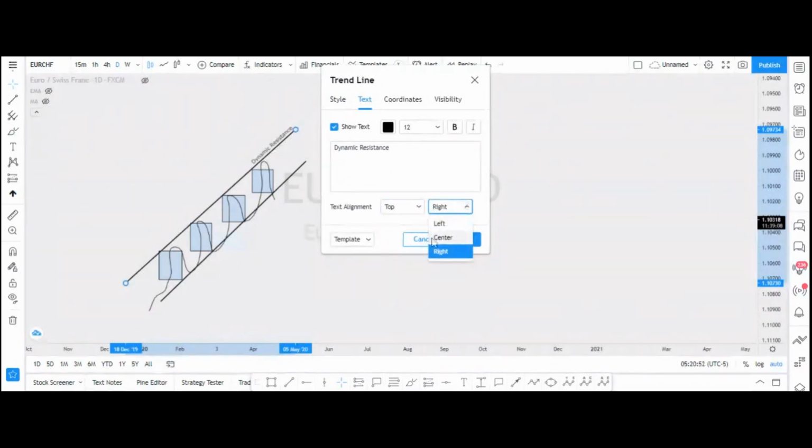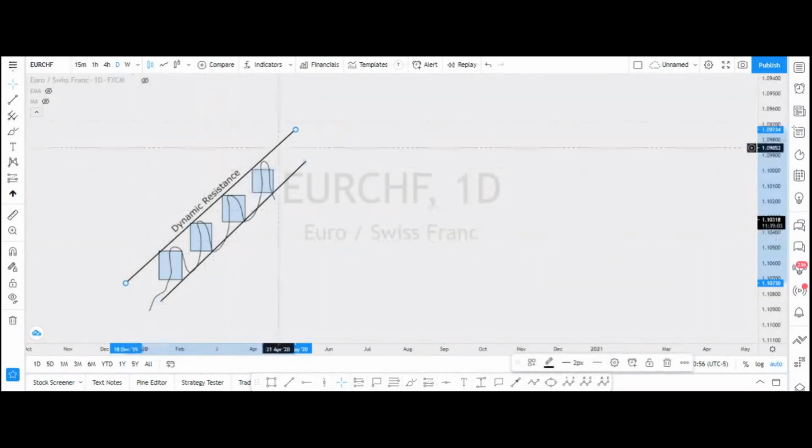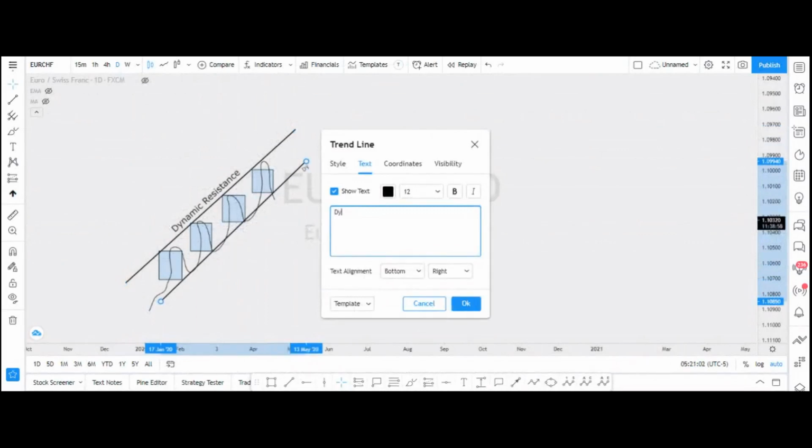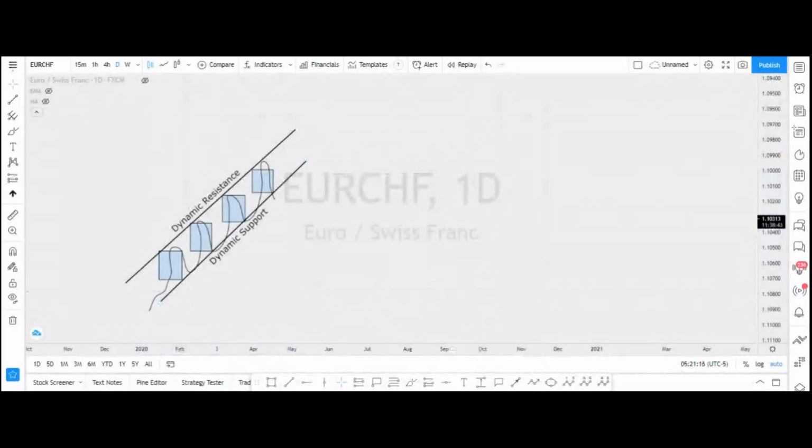Let me just show this to you. The center, and make it very, very big so everybody can see. Then if this is a dynamic resistance, this will become a what? A dynamic support. Do we understand the concepts behind trend lines first? It acts as dynamic support and acts as dynamic resistance.